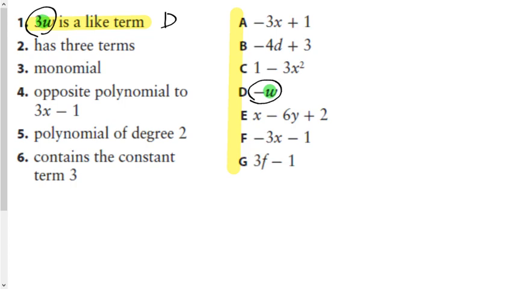What are different about this term and this term? What's the only thing different between them? The coefficients, and the coefficients can be different when we combine like terms. That's actually the part that we combine.